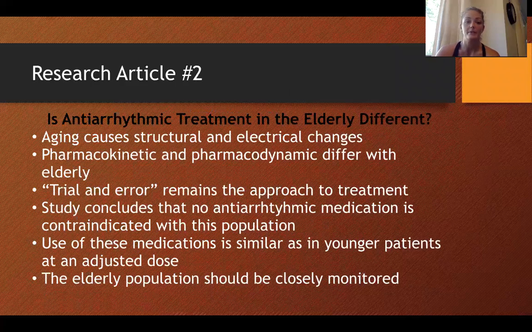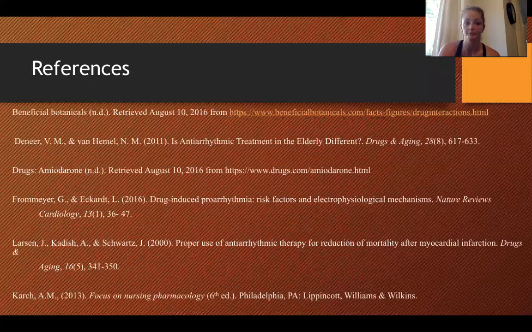Here's another article that I found helpful in treating elderly patients, which is important for the lifespan of this medication. This article basically associates the risk. It identified that there's no real antiarrhythmic medication that is contraindicated with this population, and that use of this medication is similar in younger populations, and the dose should just be adjusted as it would with any other medication. And so it's just trial and error to figure out what medication works best for each patient.